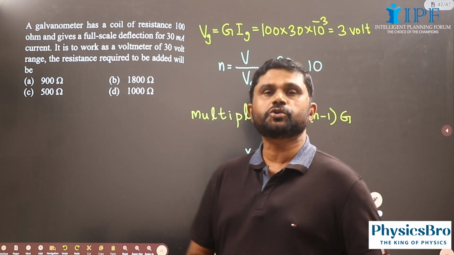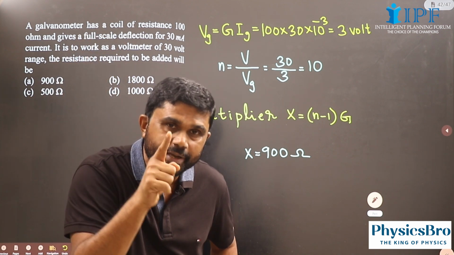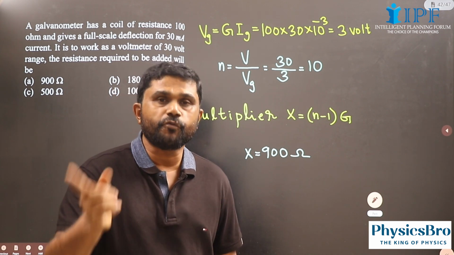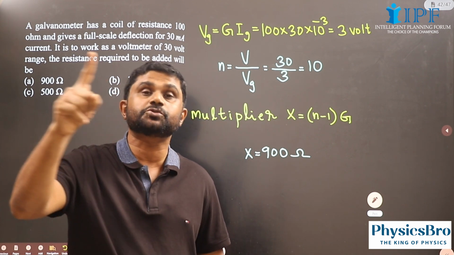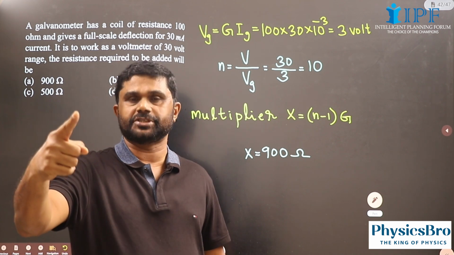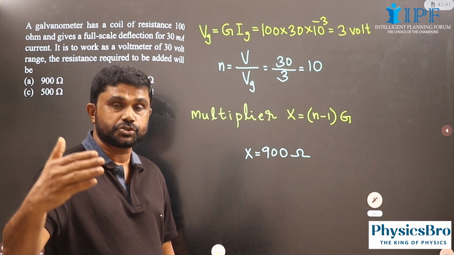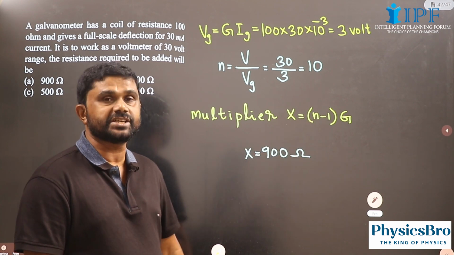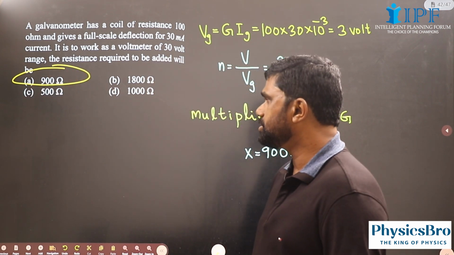Children, if we want to increase the current capacity by N times, a small resistance is to be connected in parallel. It's called shunt and it is G by N minus 1. If you want to increase the voltage capacity by N times, a high resistance is to be connected in series. It's called multiplier, and it is N minus 1 into G. Here we have N equal to 10. So the required high resistance to be connected in series, that is N minus 1 into G, means 10 minus 1, 9 into G, which is 100. 9 into 100, 900. So 900 ohm.